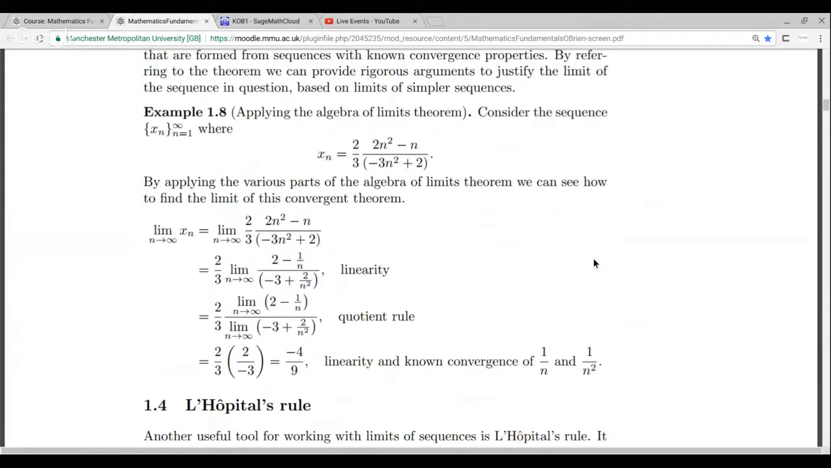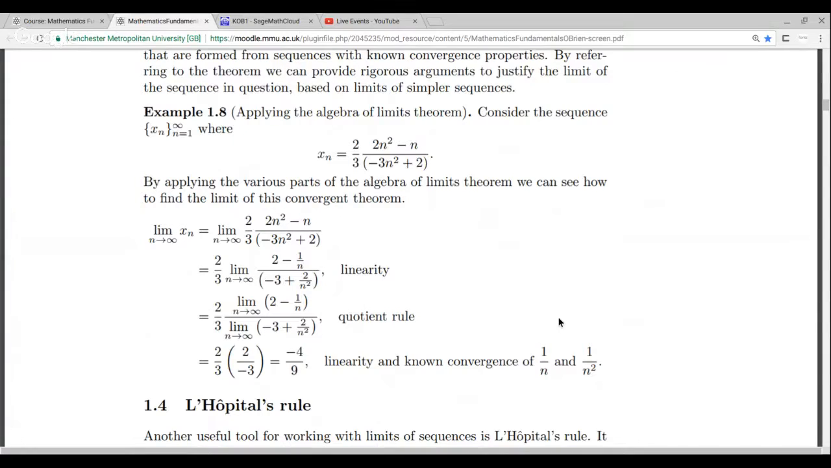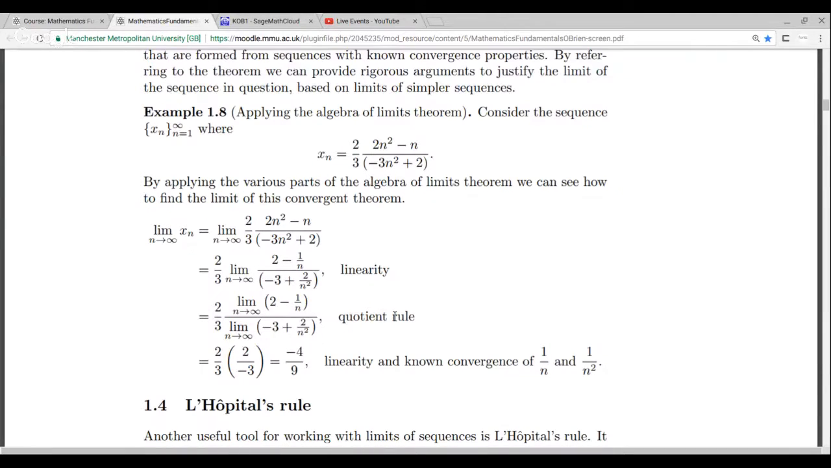So now we are justified in applying the quotient rule and saying that the limit of this big fraction is the limit of the top part divided by the limit of the bottom part. So we're applying the quotient form of the algebra of limits theorem there. And then we have to apply the linearity form again to say that the limit of 2 minus 1 over n is the limit of the constant 2. The limit of a constant is just that same constant, minus the limit of 1 over n, that's 0. So you get the limit of the top part is 2.